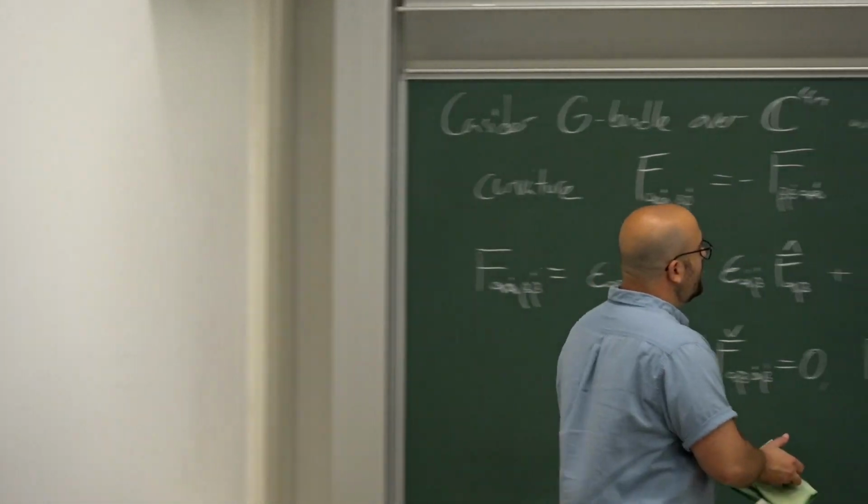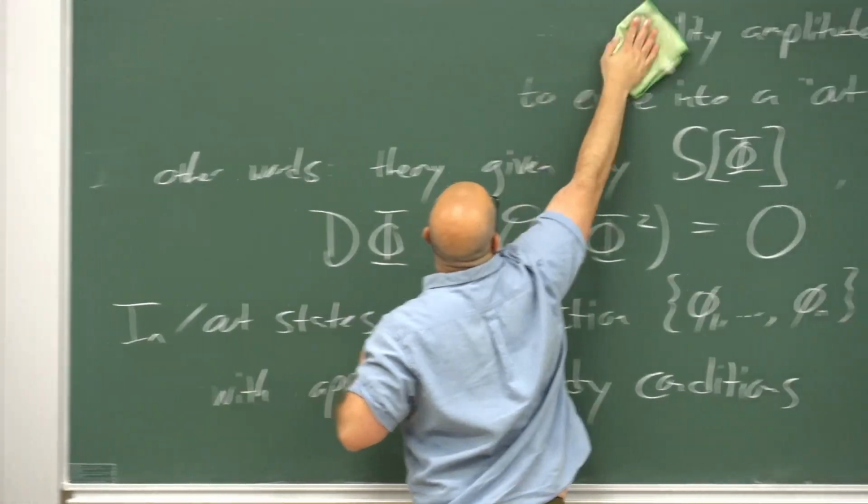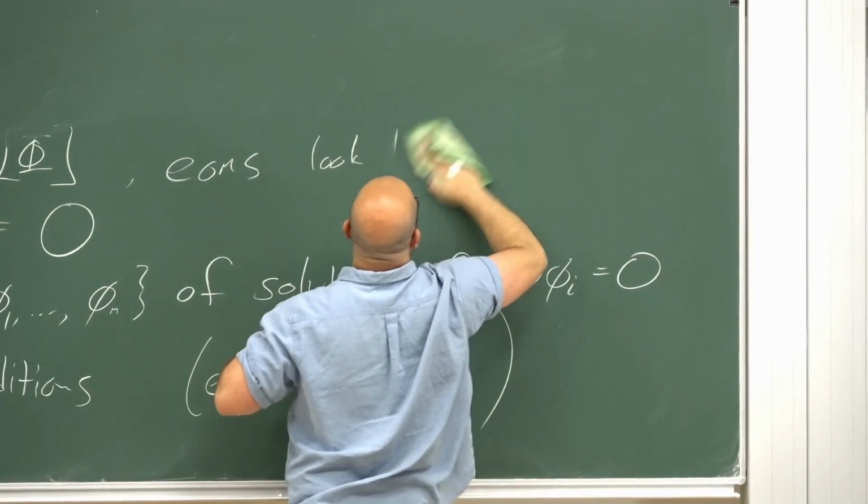So now, we're going to define a certain class of gauge bundles over C^{4m}.